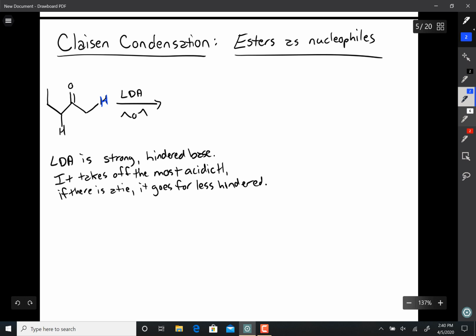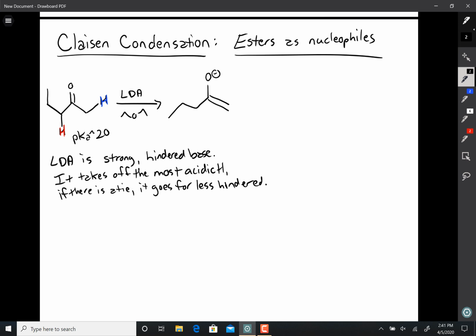So the blue hydrogen and the red hydrogen both have pKa's of roughly 20, so they have near equal acidity. LDA will then go for the blue one because that's less hindered, and you get the enolate. Technically, though you don't need to draw this, it's a lithium enolate.